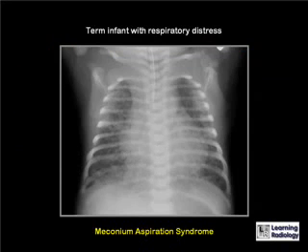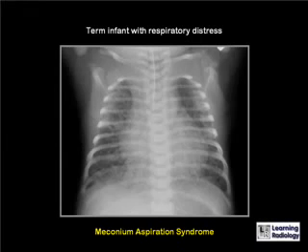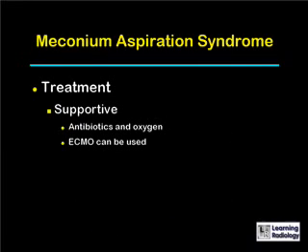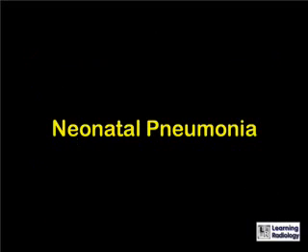This is an example of meconium aspiration syndrome. You can see there are thick, rope-like densities that extend throughout both lungs. The child is hyperinflated. The treatment for meconium aspiration syndrome is supportive. It includes antibiotics and oxygen. Sometimes extracorporeal membrane oxygenation is used. Complications include pulmonary hypertension, which can lead to a right-to-left shunt and cyanosis and anoxic brain damage.